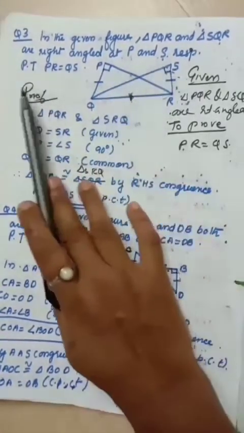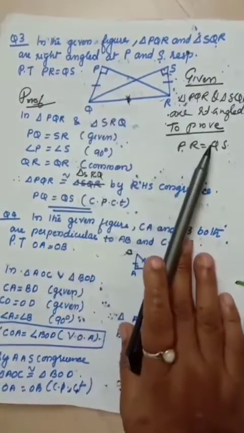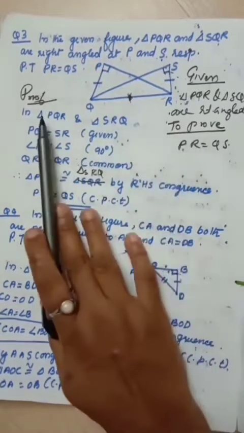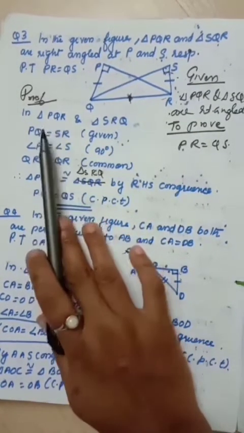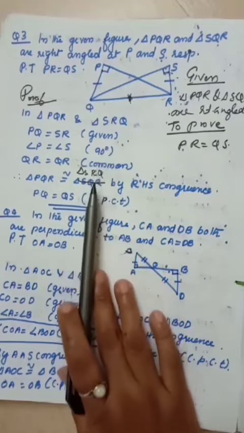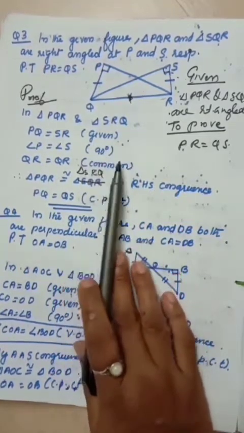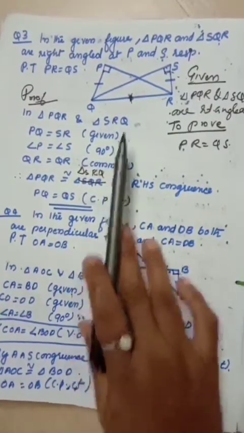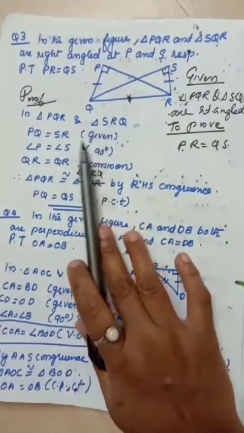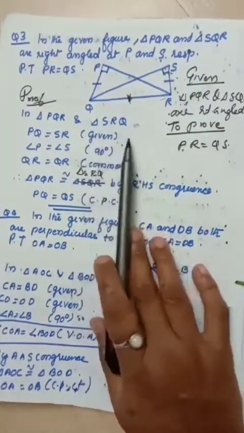To prove, what do you have to prove? PR equal to QS. Now how to prove? That is called proof. In the proof, you have to write each statement and its reason in brackets. Okay, that is very important. Each statement's reason you have to write straight away in brackets.